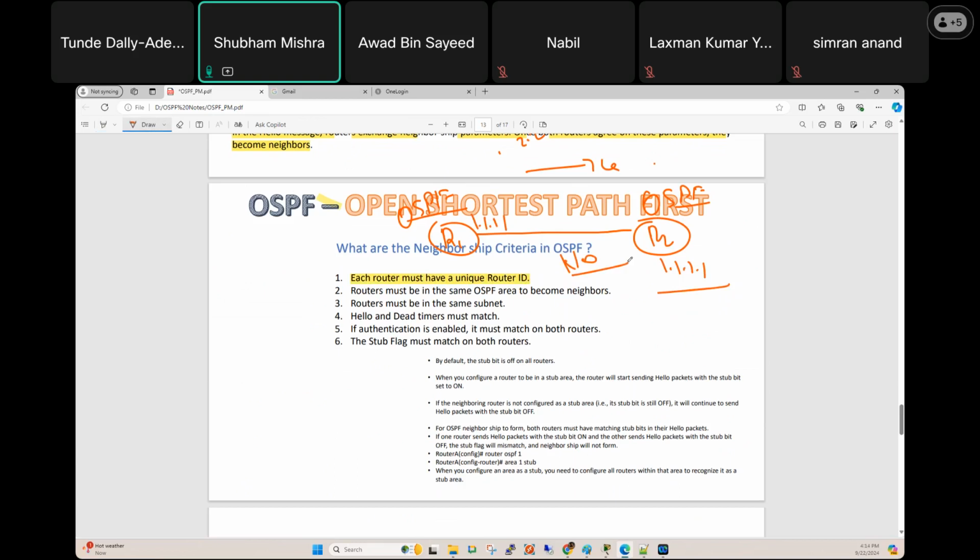Router ID must be unique. If you configure 1.1.1.1 here, here it must be 2.2.2.2. Are you getting my point, everyone? Yes or no?